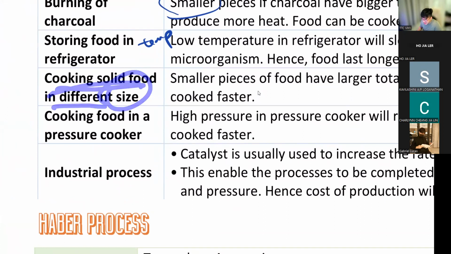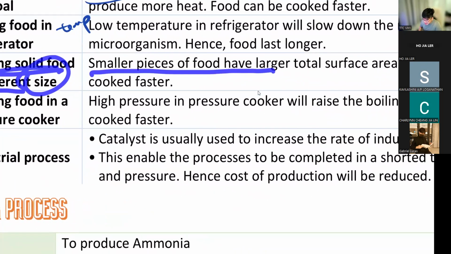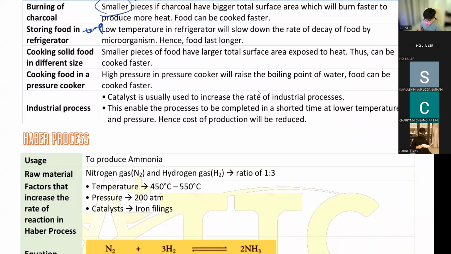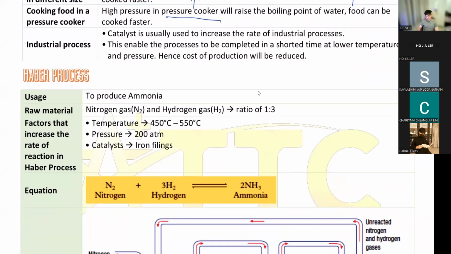Okay, so next, cooking solid food in different sizes. I already said the size lah. So smaller pieces of food have larger total surface area, they can cook faster. Just like your satay. Pressure cooker, we use a pressure cooker because the pressure is higher, the ROR is higher. Okay, next, industry. Guys, I want you to pay attention here.